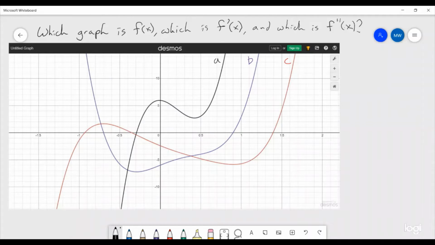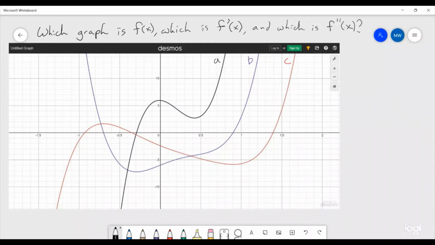Okay, and with that out of the way, let's get started on this problem. This is a problem that you might see on a test. They might give you a bunch of graphs and ask which one is f of x, which one is its derivative and which one is its second derivative. So the first thing we're going to have to do is try and figure out, can we find anything that's going to help us out with this sort of problem?